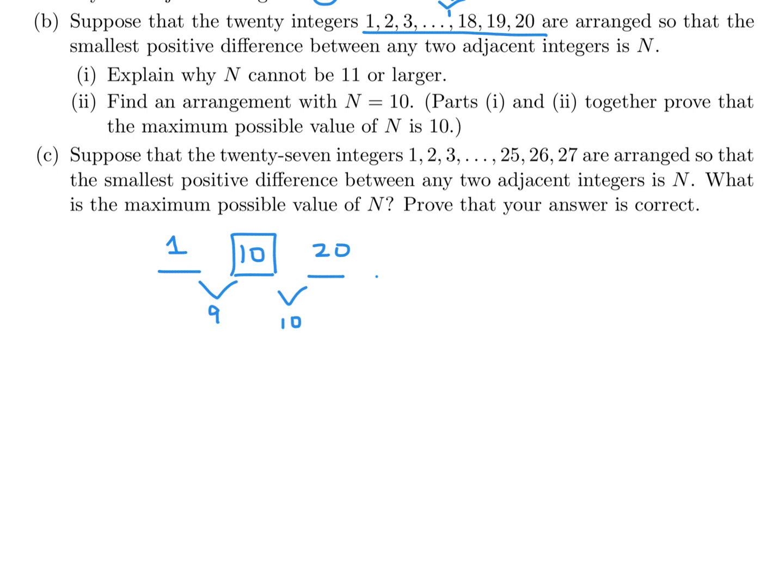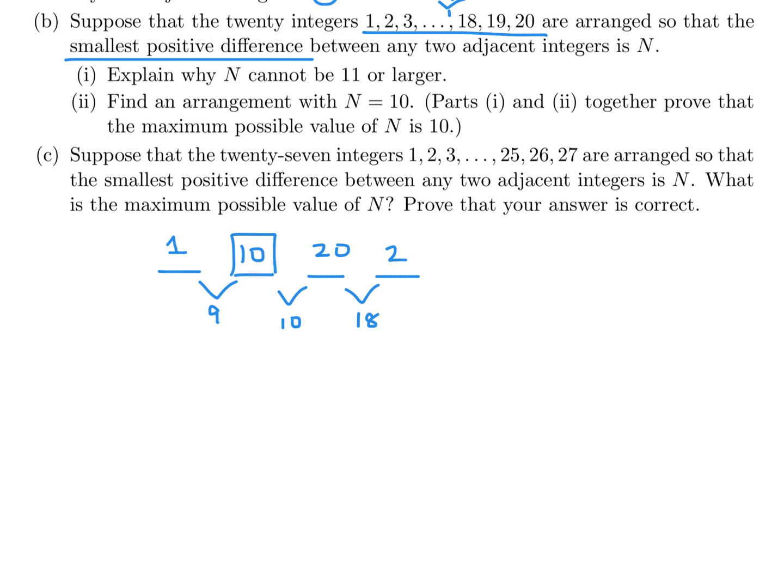Regardless, it doesn't matter anything else. Like let's say I put 2 here, you'd say the difference there is 18, but we're concentrating on the smallest positive difference. The smallest positive difference looks like it could never ever be greater than 10. And I think that should be sufficient. When you put 10 in the middle like that, you can never get 11 as a difference, and therefore n at most can only be 10.